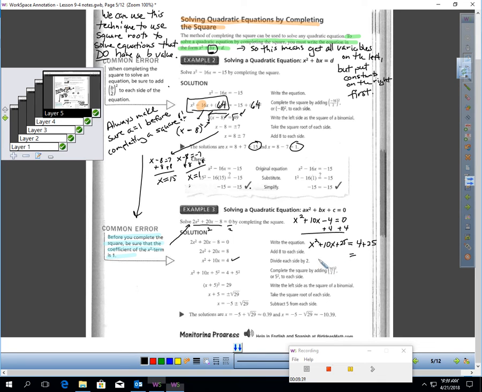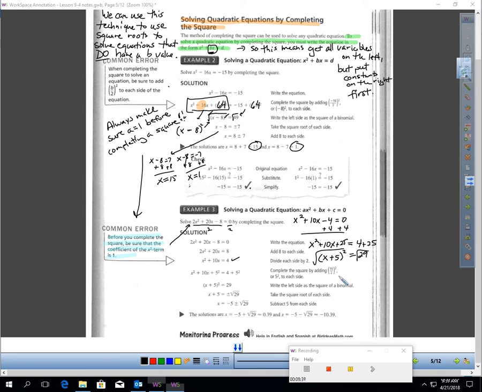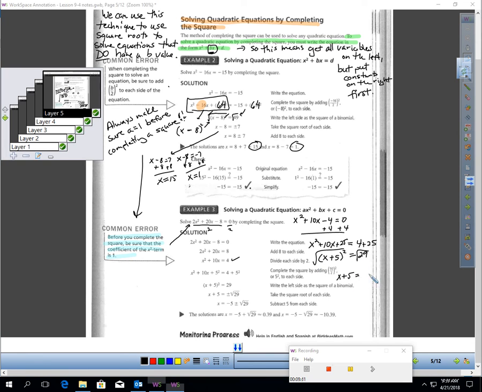Over here, that's a perfect square trinomial. It's x plus 5 squared. And over here I get 29. Now I can square root each side. X plus 5 would equal plus or minus the square root of 29. Let me put that in my calculator. That's about 5.39, about, plus or minus.